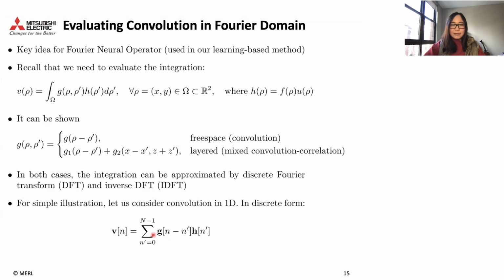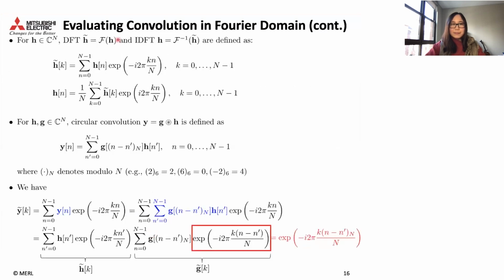To evaluate that in the Fourier domain, first, let's remind ourselves what the discrete Fourier transform and the inverse discrete Fourier transform are. For a vector of length n, the Fourier transform is defined as this summation. I will use the tilde to represent vectors represented in the Fourier space. And to do the inverse Fourier transform, we will use this formula.